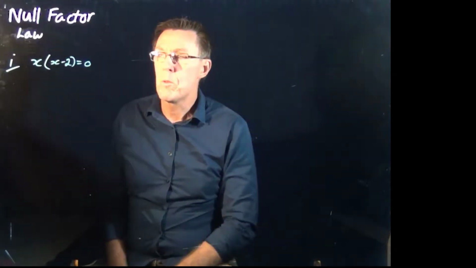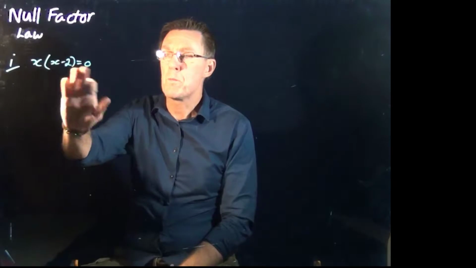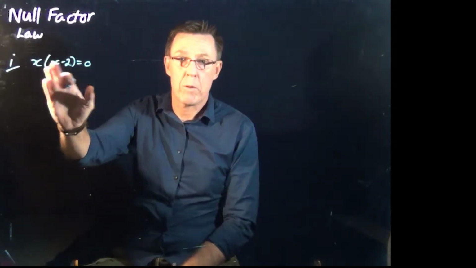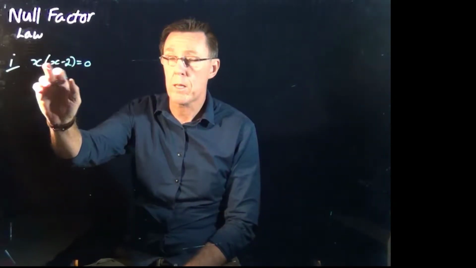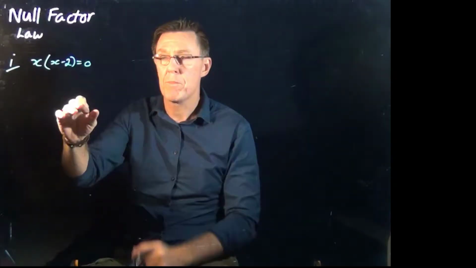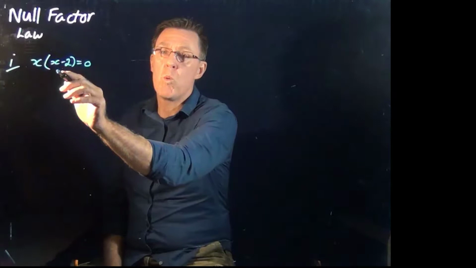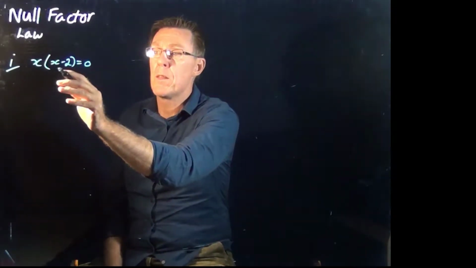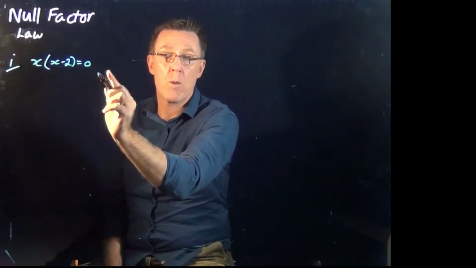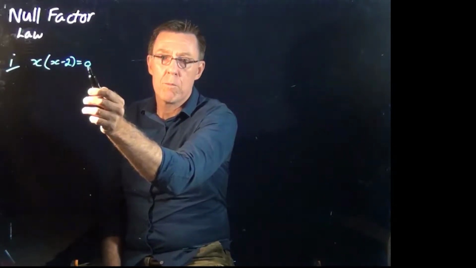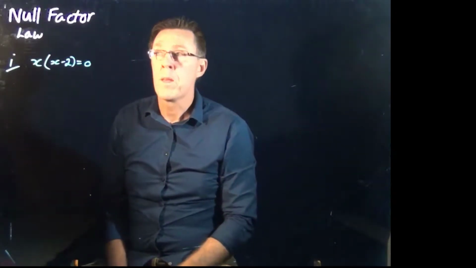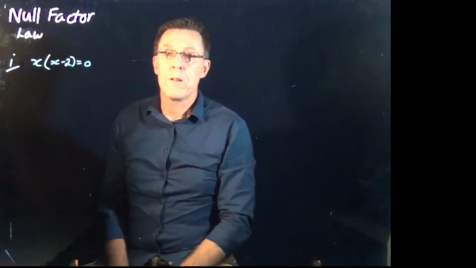Now, in this situation here, we've got this quadratic on the left. And I know it's a quadratic because if I expanded it, x times x is going to give me x squared. So somehow there's at least one, maybe two values of x that I can substitute into here that will make this equation true, get a result of 0. And we've got to find them. And we're going to use a thing called the Null Factor Law.